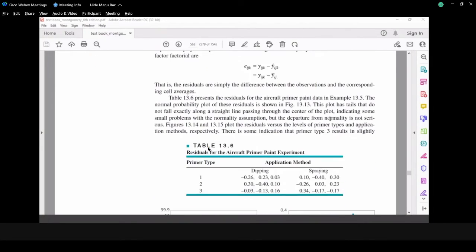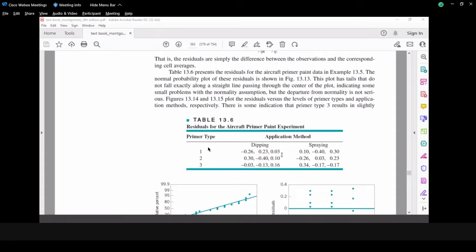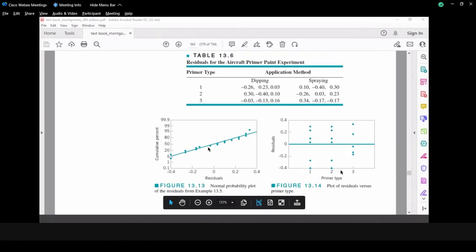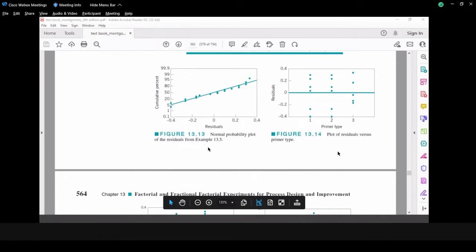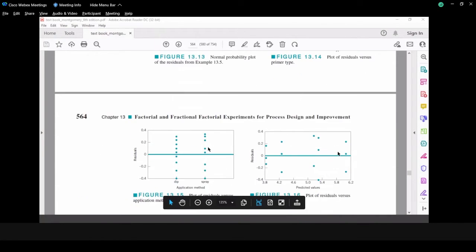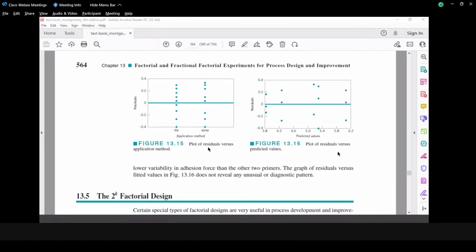Residuals. This is how the residual is calculated: you take the actual observation minus the average of this cell, and then you can plot this. Plot residual versus primer type, or plot residual versus the application method.